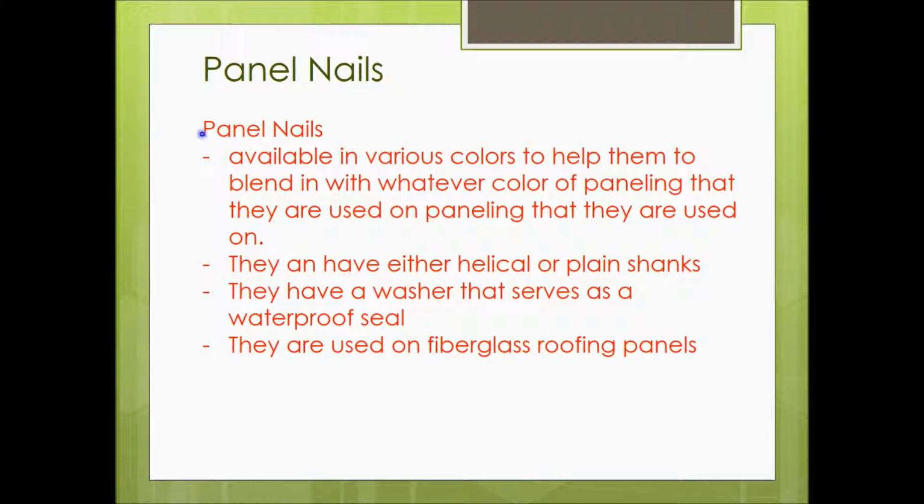Panel nails. Now panel nails are used basically to install paneling. Most of you probably know what paneling is, but it's sort of like pre-finished wood wall sheathing. It was really popular back in the 70s, and you nail it on the wall. You don't have to paint, and it's brown or white or just whatever color it is. So they made panel nails that match the color of the paneling. Could be white, could be brown, depends on what color the paneling has.